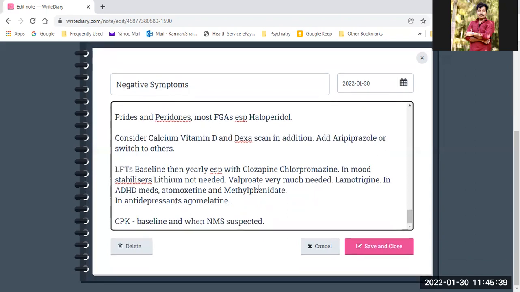LFTs: do it more closely with clozapine and chlorpromazine. With all others, baseline and then yearly is fine. Valproate is one mood stabilizer in which you need the LFTs. Similarly, with lamotrigine and all other drugs, you have to check the LFTs at baseline anyway. The combination of valproate and lamotrigine can cause an interaction, so be very slow in titrating up lamotrigine if the patient is already on valproate. You need even half of the normal titration doses in that case. For ADHD meds, it is worth checking the LFTs with atomoxetine and methylphenidate, especially atomoxetine. In antidepressants, agomelatine requires LFT monitoring, and it's written in the BNF.